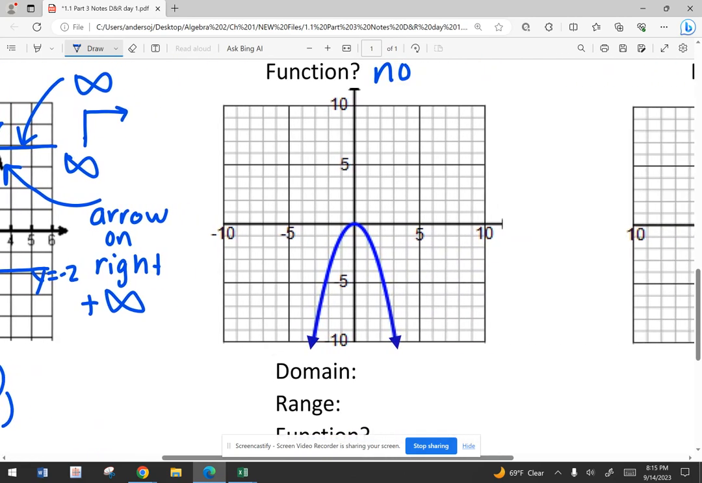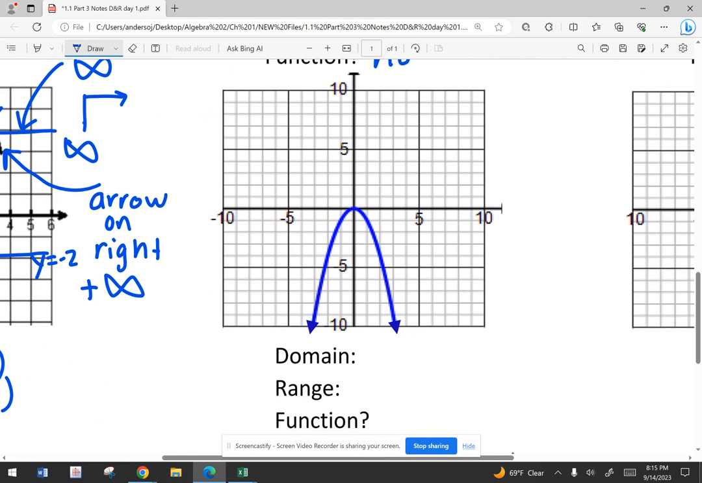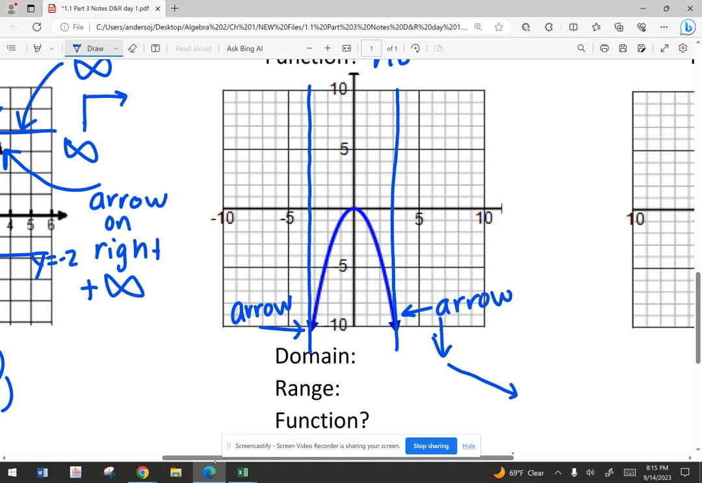Let's look at this one and we're going to do the same thing. We're going to go on the left and the right first. You'll notice on the left side, we have an arrow. On the right side, we have an arrow. Now don't be fooled. Again, it looks like it's going down, but as that graph goes down, it also goes out and to the right. And same as this, it's going out and down to the left.